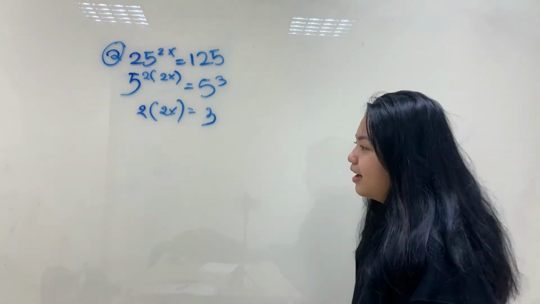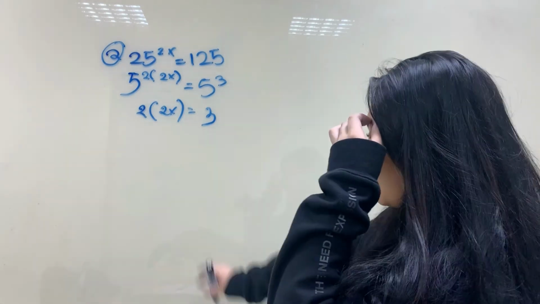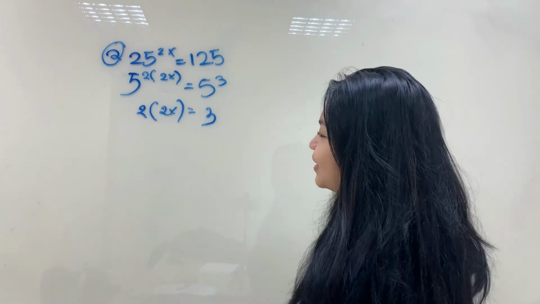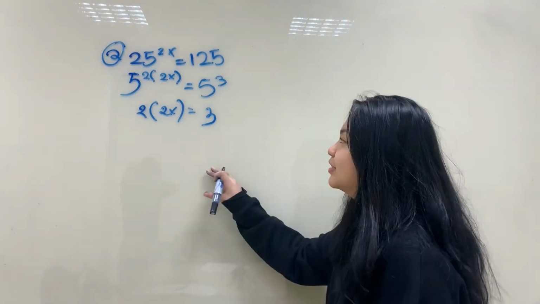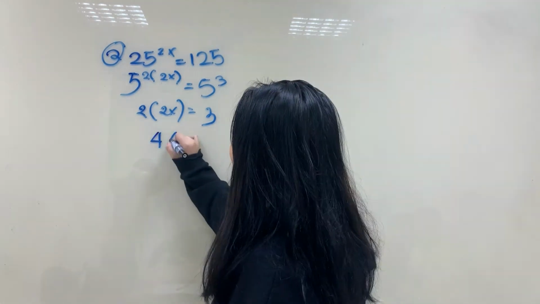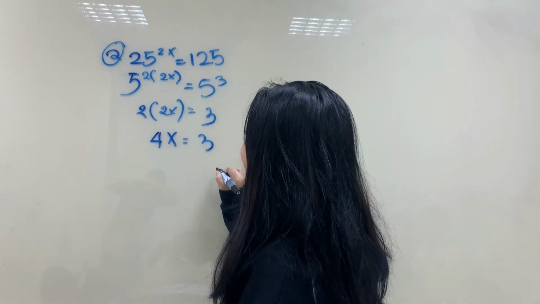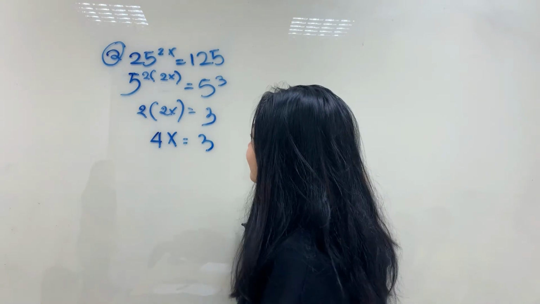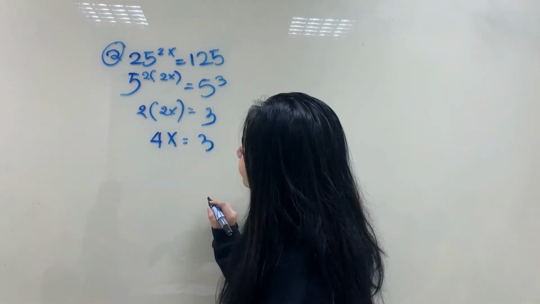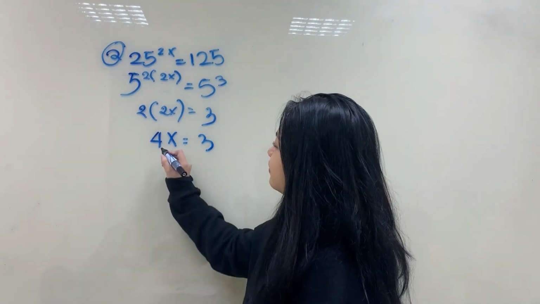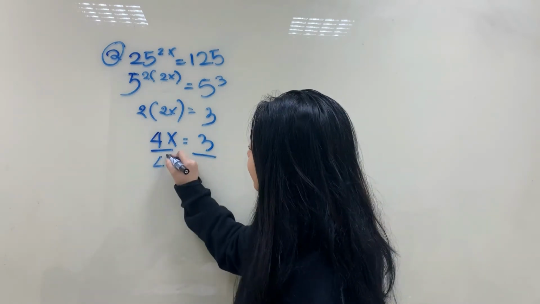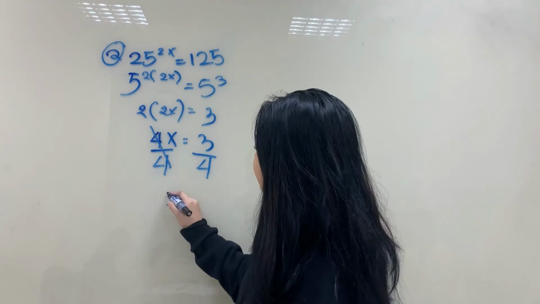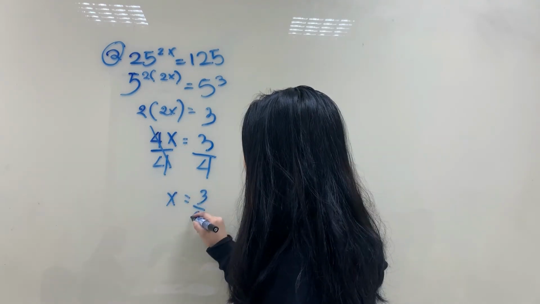Yan. After nyan, isi-simplify na natin. Kasi may numerical coefficient. So, ayan siya. So, magiging 4x is equal to 3. Numerical coefficient. So, para mawala yung 4, i-divide natin yung both sides by 4. Tapos, ika-cancel natin ito. So, yung natira is x is equal to 3 over 4.